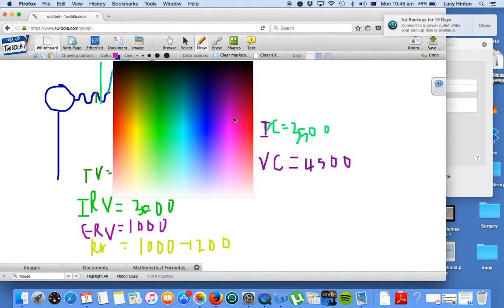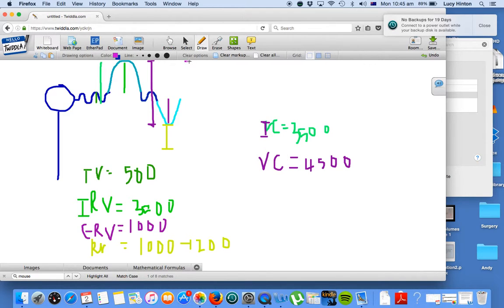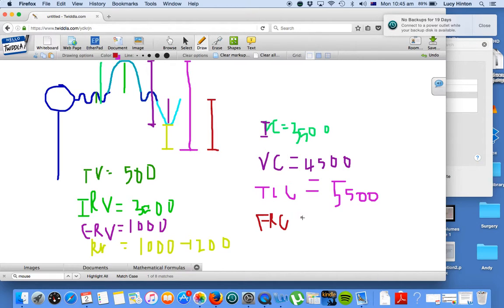The total lung capacity is the vital capacity plus the residual volume, which equals around 5,500 mils. The last capacity is the most clinically relevant capacity, and it's known as the functional residual capacity. And this is a sum of the expiratory reserve volume and the residual volume, and equals around 2,000 to 2,200 mils.